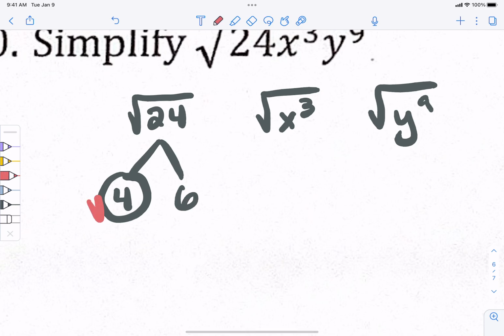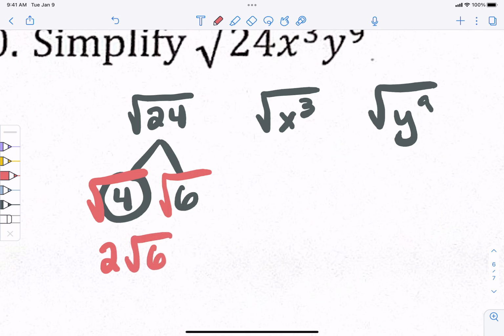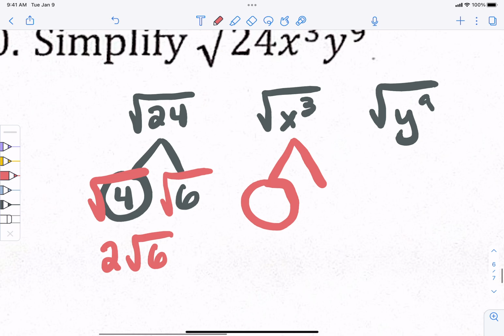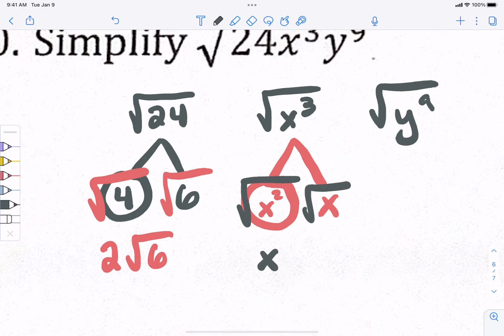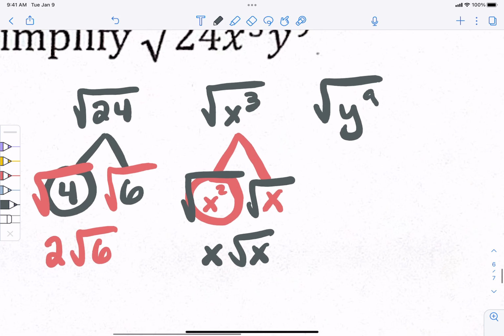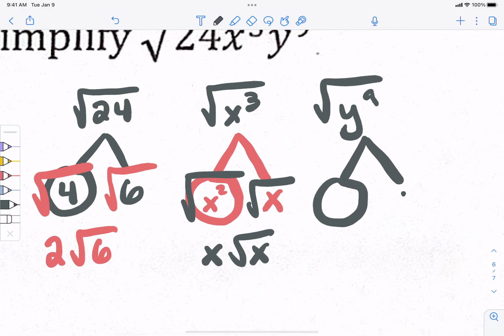If I take the square root of 4, that becomes 2, and the square root of 6 doesn't come out nicely, so I leave it underneath, okay? X to the third, we talked about the other day how you cannot take the square root of odd powers, but what I can do is hang one of those off and leave x squared underneath of here. And if I take the square root of x squared, it becomes x, and the square root of x just stays underneath, okay? Y to the 9th power, again, is an odd power, so I have to hang one of them off, and I have y to the 8th underneath.